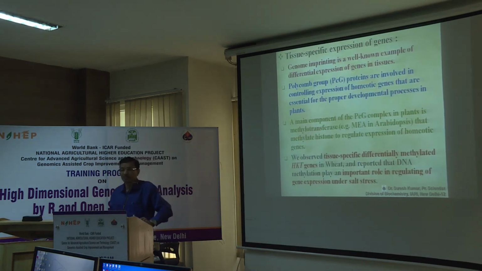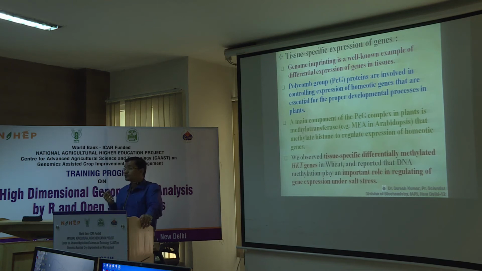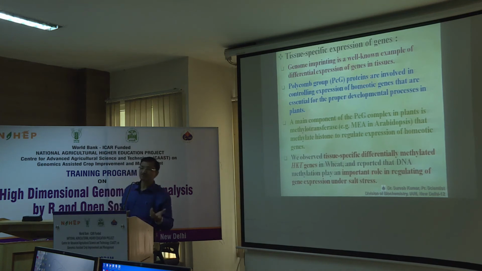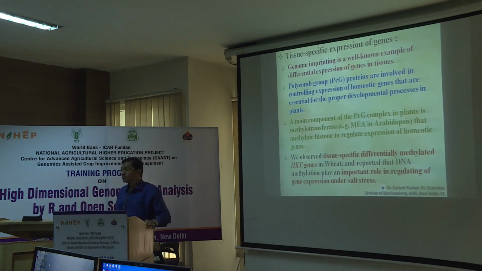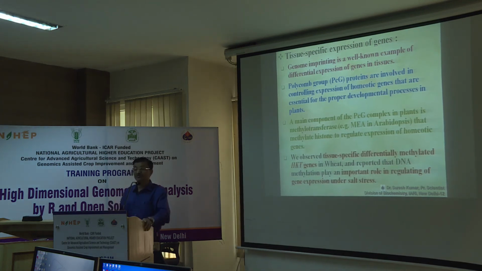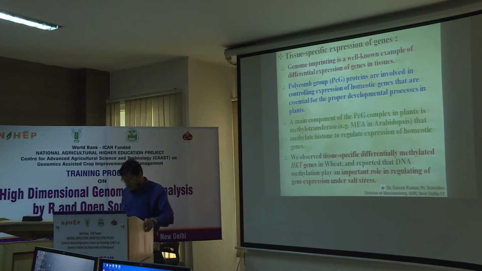Tissue specific expression. Sometimes we want this particular protein to express more in seeds, or this particular protein to express more in leaf, or that particular gene to express more in root. So, you have to methylate or demethylate that particular gene in that particular tissue, because we know that nature is managing expression of genes in different tissues of the plant through methylation or demethylation. So, we can use that technique to overexpress or suppress the expression of a gene.